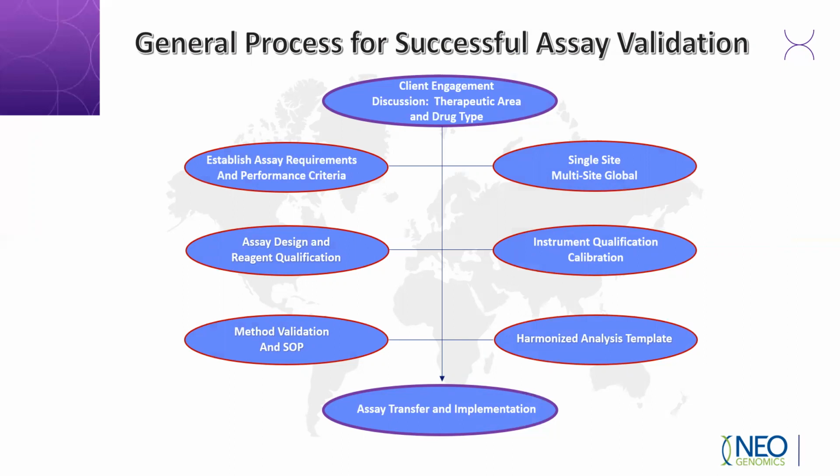The next stop is a harmonized analysis template. And this is very important to ensure each sample throughout the course of the study, whether at a single site or globally, is analyzed in the same way with the same outputs. And last, we have to consider the transfer of established method to other sites if needed, and ensure continuity in how the assay will be implemented for clinical testing.